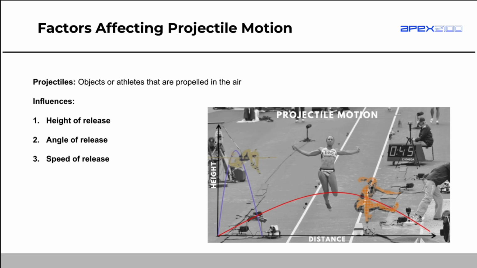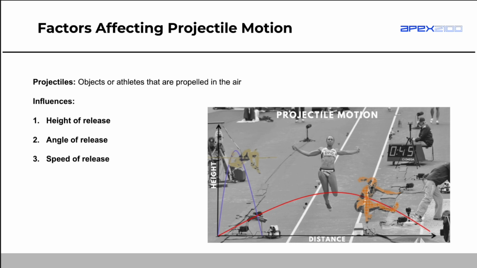And then finally, the speed of release. So the speed of release is probably the most influential factor when it comes to projectile motion. Speed is directly related to the distance. So the greater the speed, the greater the distance. That's why long jumpers have that big long run up before they jump, versus a high jumper who doesn't really need to move that much distance. They only have a few big steps, a short run up before they jump. So the greater the speed, the greater the distance.